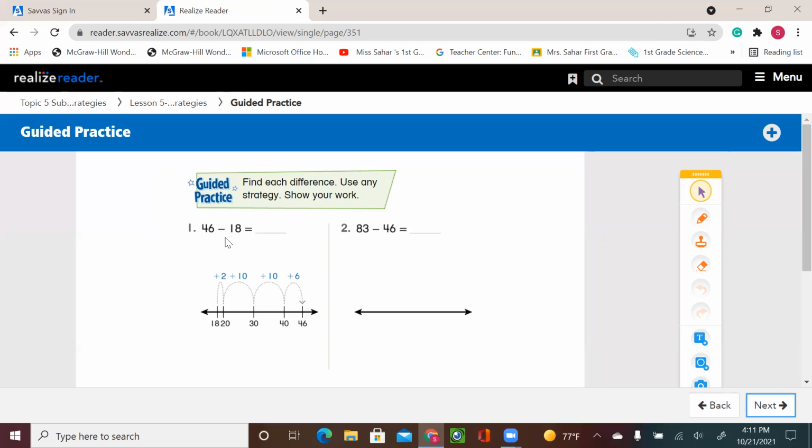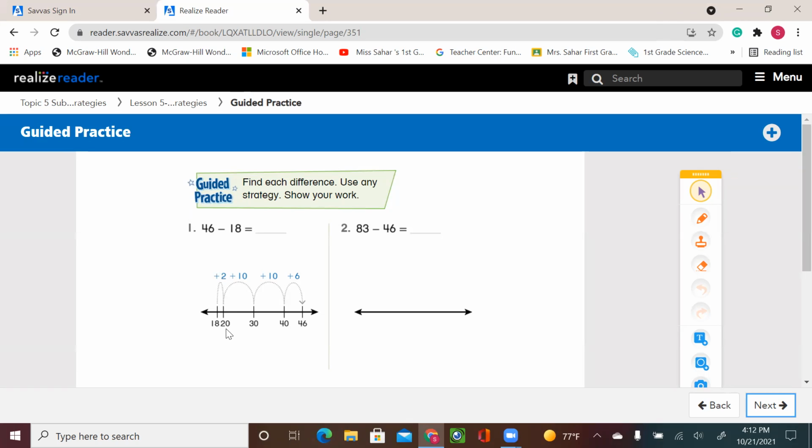46 minus 18. So what we're gonna do, I'm using my number line. I'm gonna put 18, the smaller number, first, and I have 46. And then I'm gonna count the jumps. So from 18, I wanna go to that first number that has a 0, a 10. So 18 plus 2 equals 20. So that's plus 2. I added 2, one jump, to make 20.